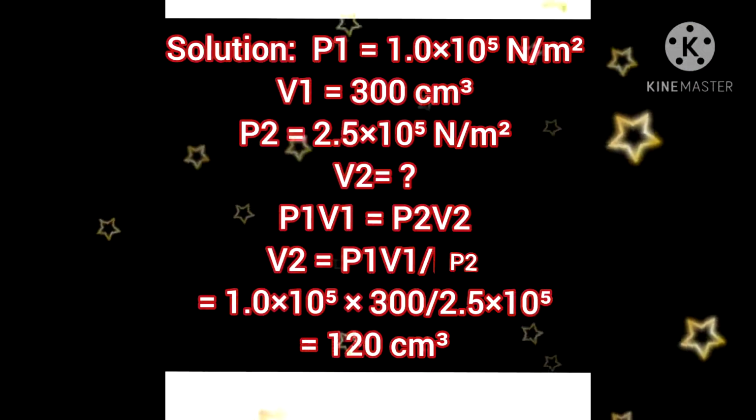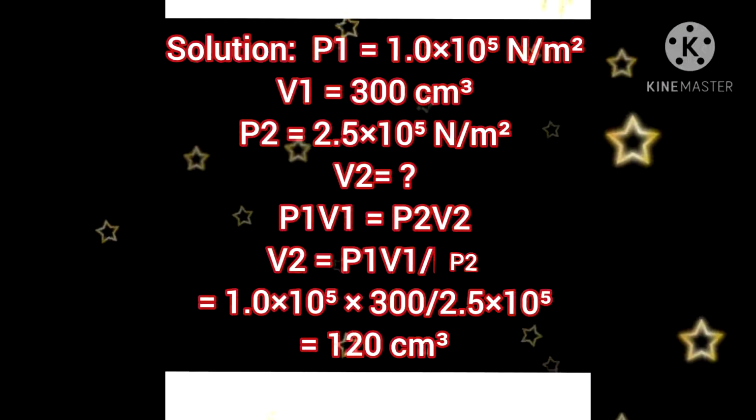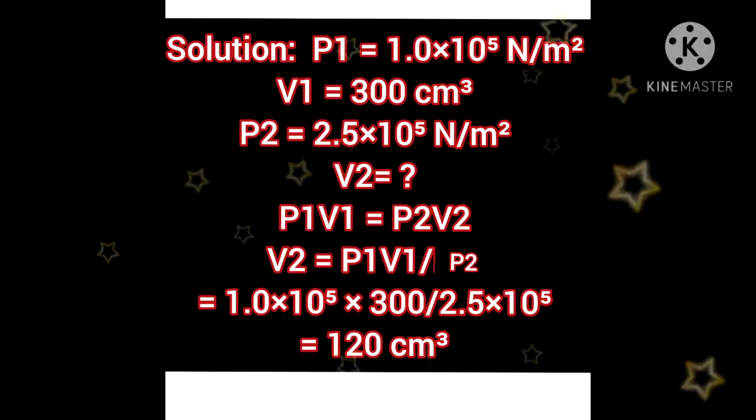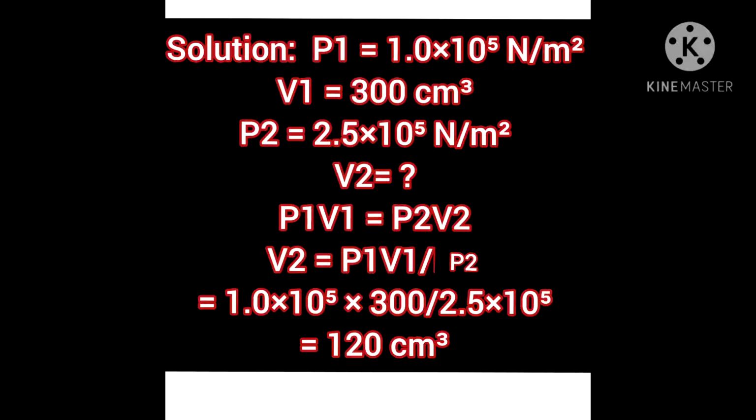Using this formula, making V2 the subject of the formula, then substituting, we have it that V2 is 120 cm³. This shows that as the pressure increased, the volume reduced.